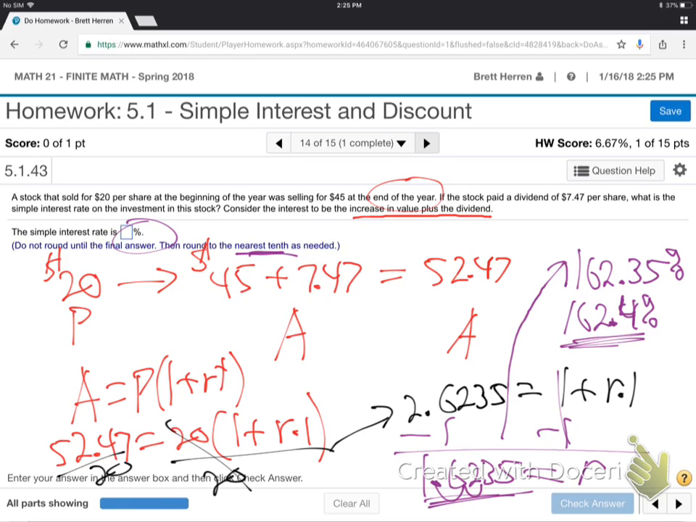100% growth is doubling, right? If something grows 100%, it grew by all of itself. It doubled, in other words. So this is more than doubled. 20 doubled would have been 40. This went far above that. So it makes sense. The answer is more than 100%. That's more than 100% growth. Good on that. Questions?